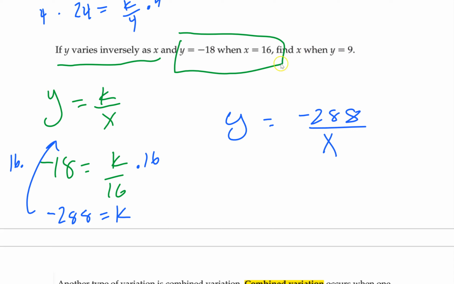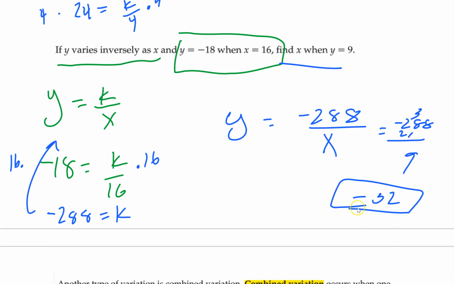And then look what they want. Find x when y equals 9. So plug in 9: negative 288 over 9. 9 goes into 288 3 times, and then 27, so 18, so 2. 32. Negative 32. That's how you do inversely.